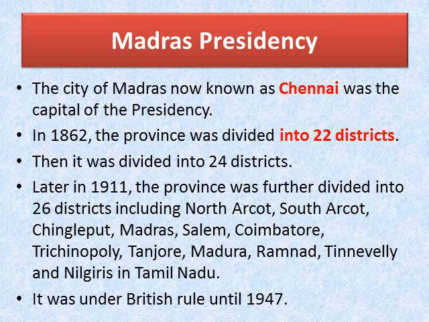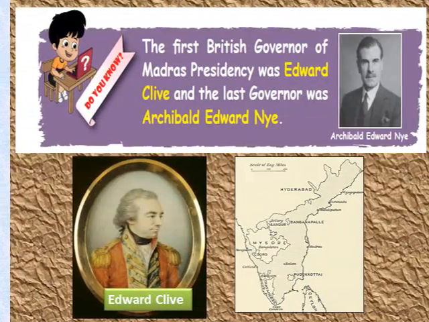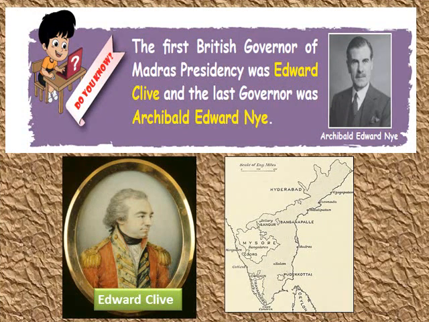It was under British rule until 1947, until India got its independence from the British. Madras Presidency was under the British rule. Children, did you know the first British governor of Madras Presidency was Edward Clive? E-D-W-A-R-D, Edward Clive, C-L-I-V-E, Edward Clive, the picture you can see there. Who was the first British governor of Madras Presidency? It was Edward Clive. And the last governor was Archibald Edward Nye.